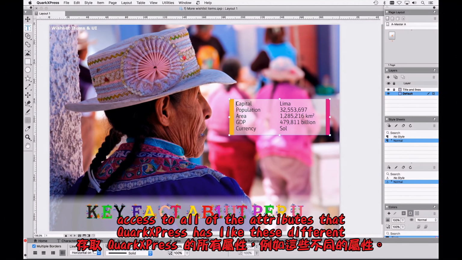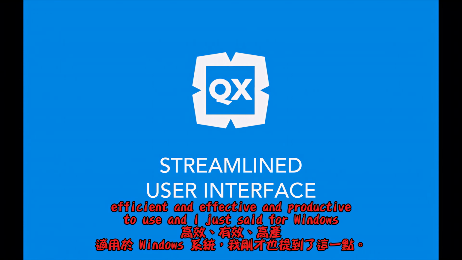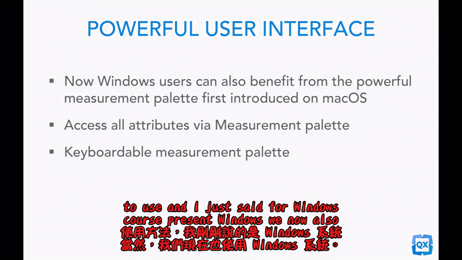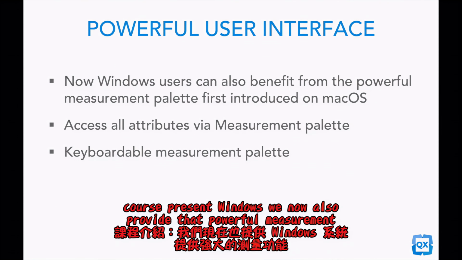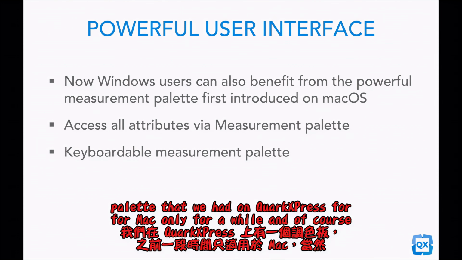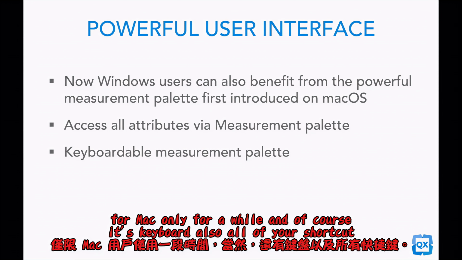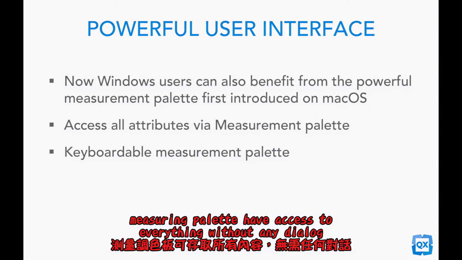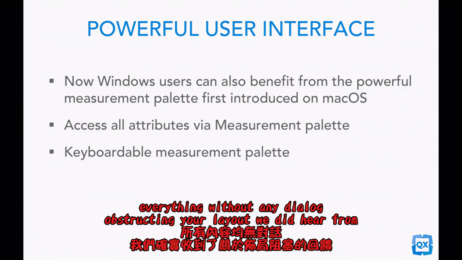Streamlined user interface, I think this is very important, and that's something that hybrid users, so people using QuarkXPress and InDesign, mention as a big advantage of QuarkXPress: the user interface is so much more efficient, effective and productive to use. And as I just said, for Windows, we now also provide that powerful measurement palette that we had on QuarkXPress for Mac already for a while. And of course it's keyboardable, so all of your shortcut keys remain. You just jump to the measurement palette and have access to everything without any dialogue obstructing your layout.